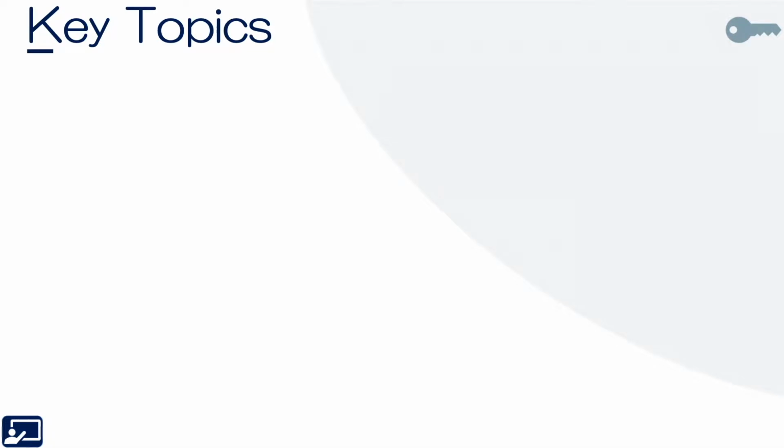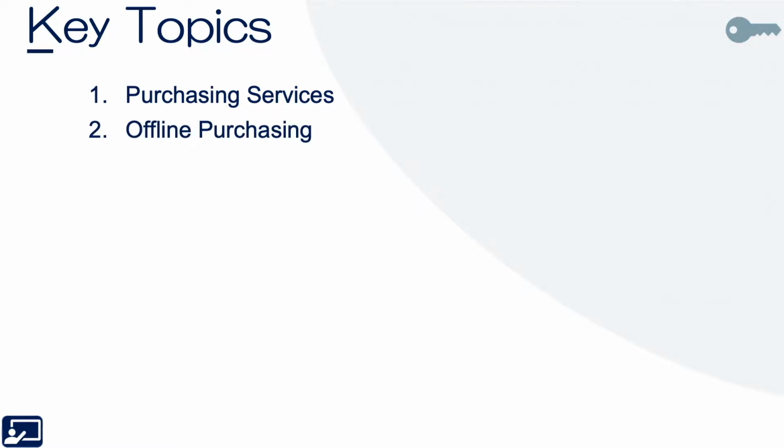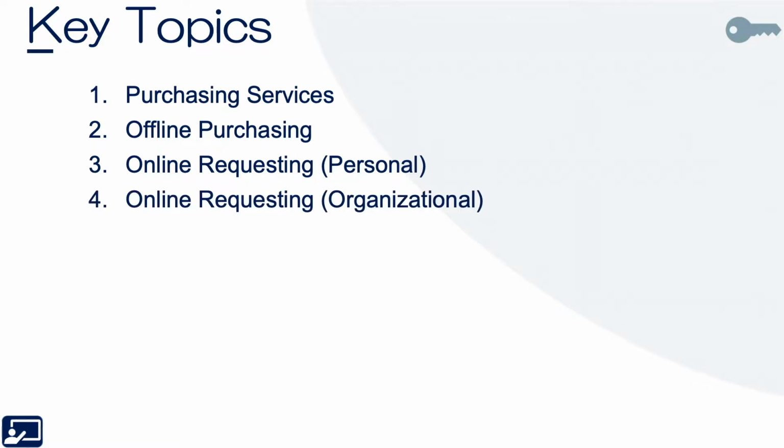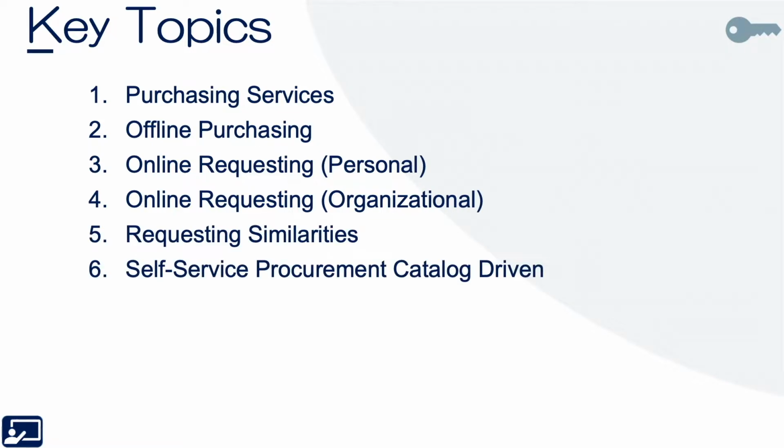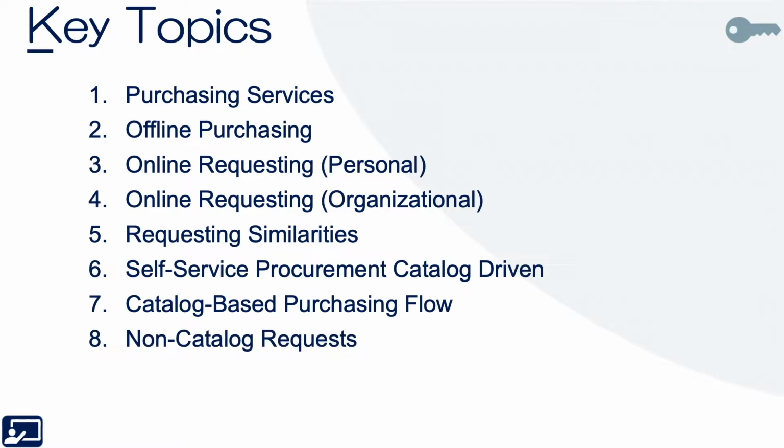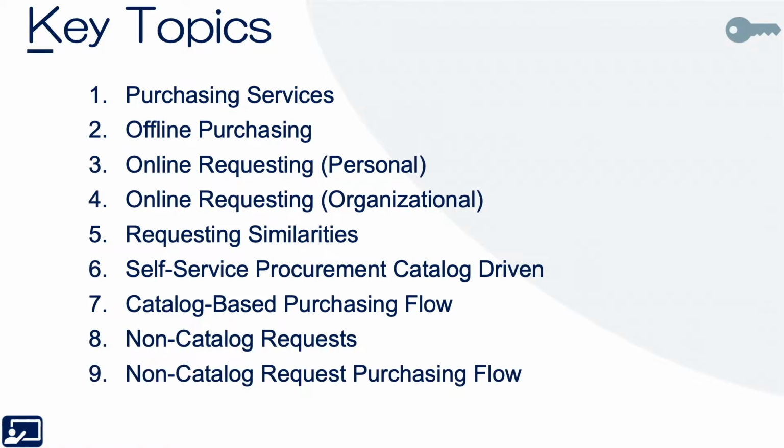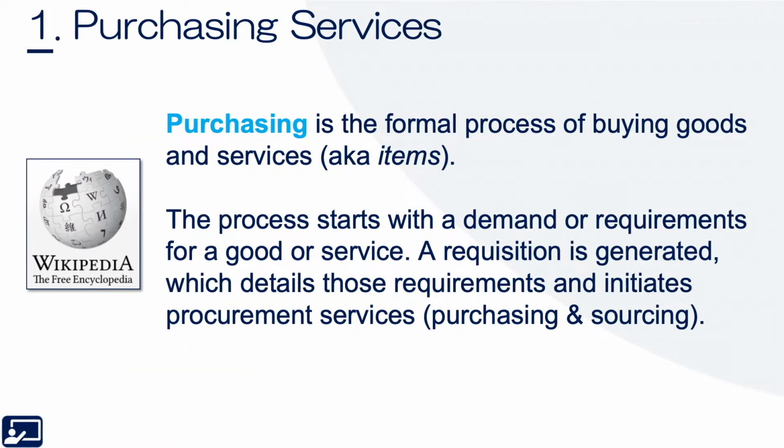Key topics for this lesson are as follows: purchasing services, offline purchasing, online requesting, personal requesting, online organizational or corporate requesting, requesting similarities, self-service procurement, catalog-driven, catalog-based purchasing flow, non-catalog requests, and finally, non-catalog request purchasing flow. All right, lots to cover. Let's get started. First, purchasing services.